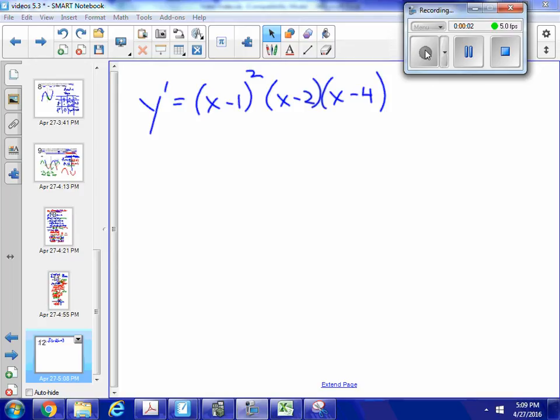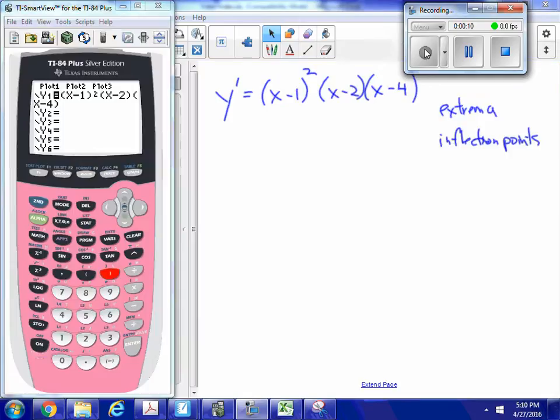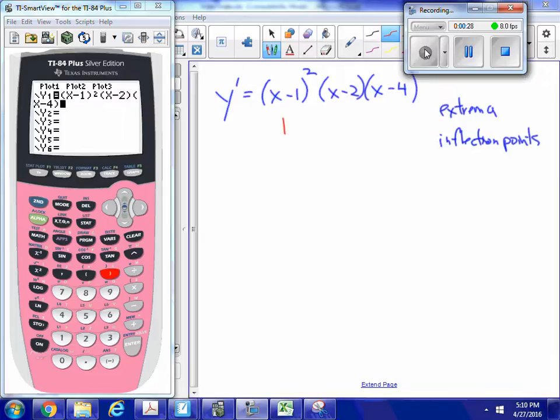So in this problem, I'm given the derivative, and I am told to find all the extrema and the inflection points. But I'm allowed to use my calculator on this problem, and I'm going to use it to the max. So I know that I'm going to have critical points. First of all, I know this is a polynomial, so it's not going to have any areas where it's not differentiable. And I'm going to have critical points at 1, 2, and 4.